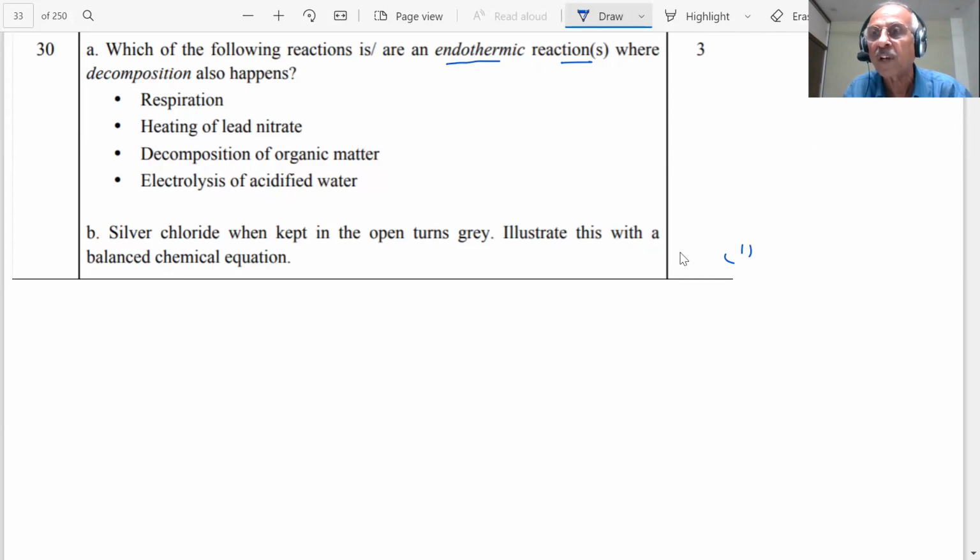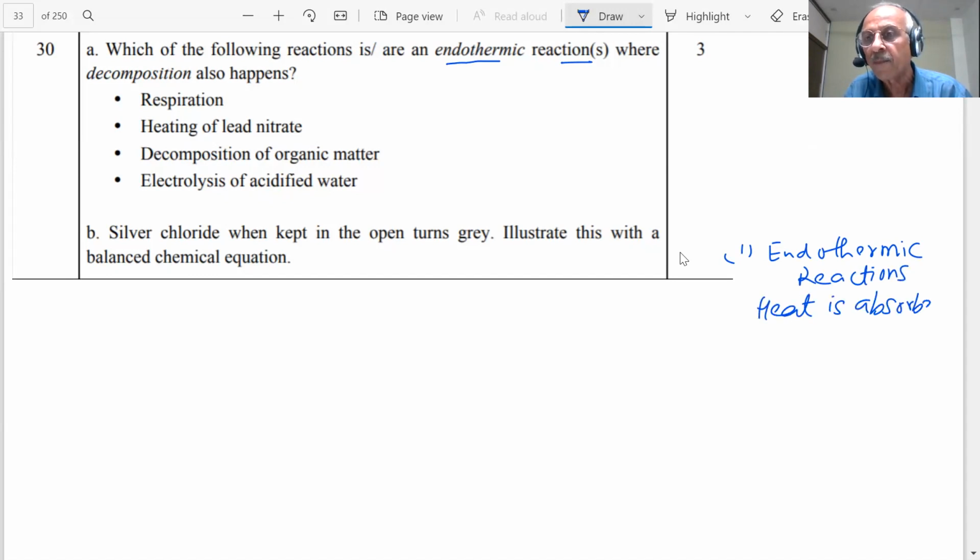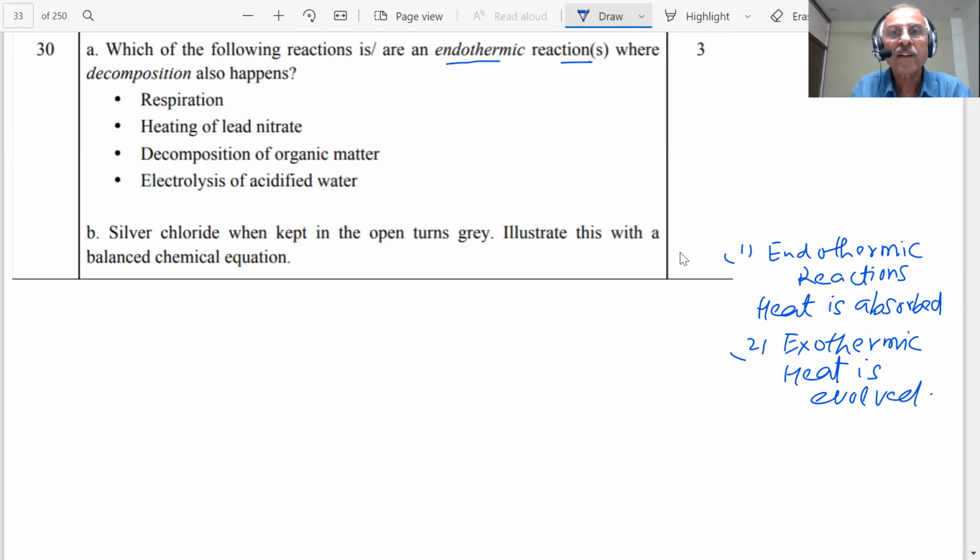What do you mean by an endothermic reaction, students? Endothermic reactions are those in which heat is absorbed. And you know that exothermic reactions are those in which heat is evolved. Now let us see the options, where decomposition also happens.